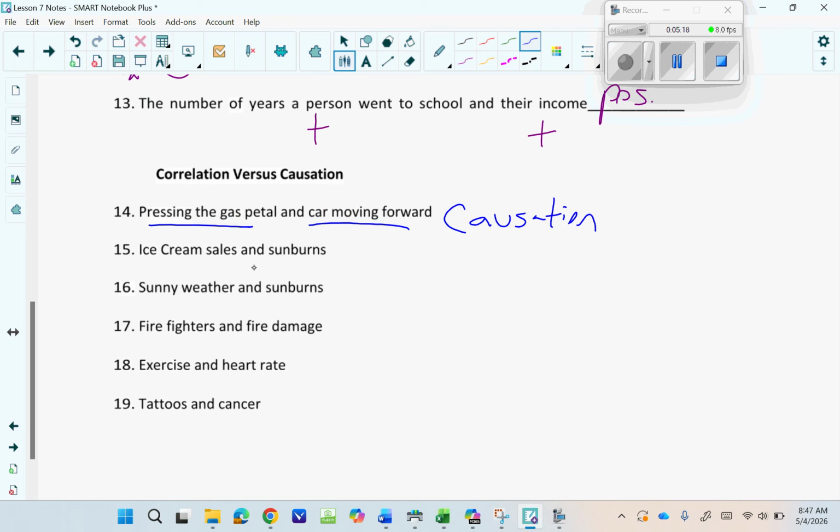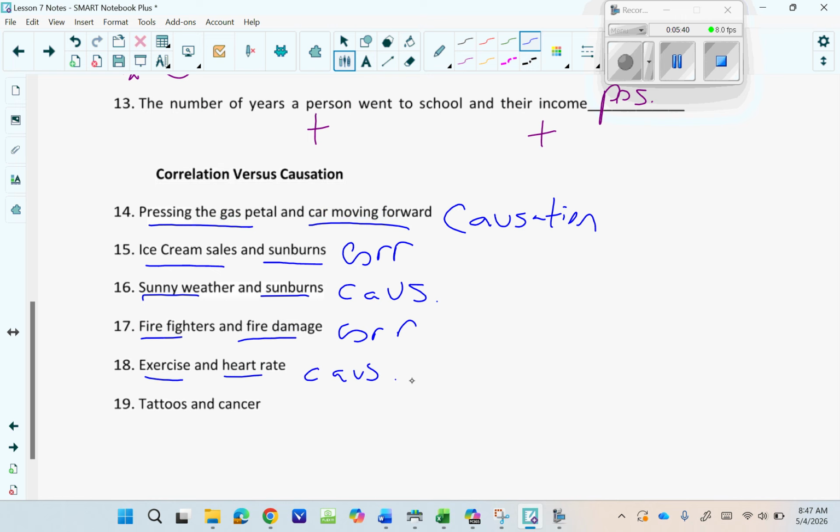Okay, ice cream sales and sunburns, they're related, right? There's a positive correlation. I'm just going to put CORR. But ice cream sales do not cause sunburns, but sunny weather does. So that would be causation. Firefighters and fire damage, that would be correlation. Exercise and heart rate, that would be causation.